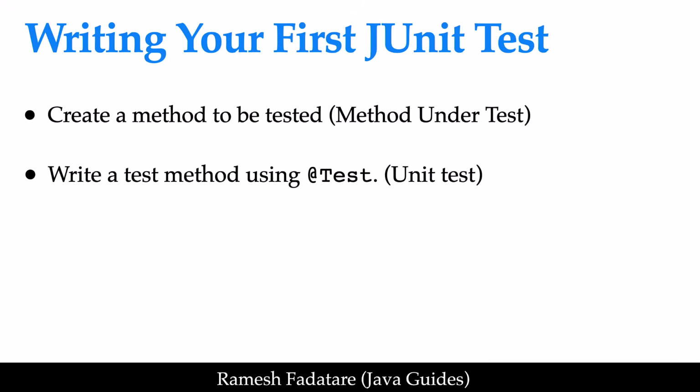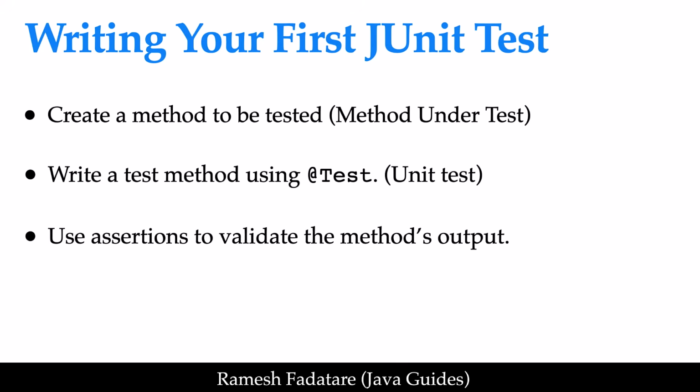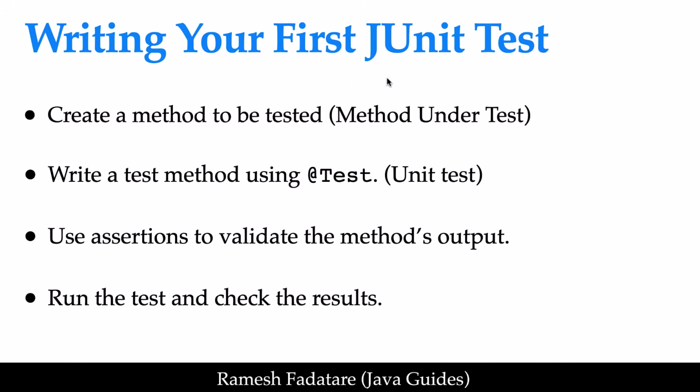Next we'll write a test method using @Test annotation. So this is basically called unit test. Next we'll use assertions to validate the method's output. So within a test method we'll use assertions to validate the actual results with the expected results. Next we'll run the test case and we'll see the results. Okay, so let us go and let us write the JUnit test step by step by using these steps.